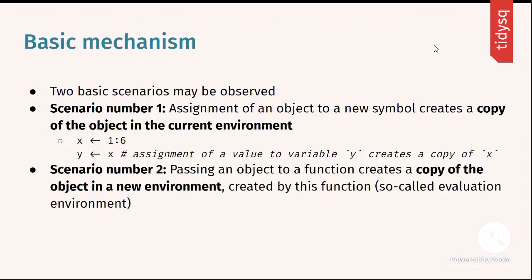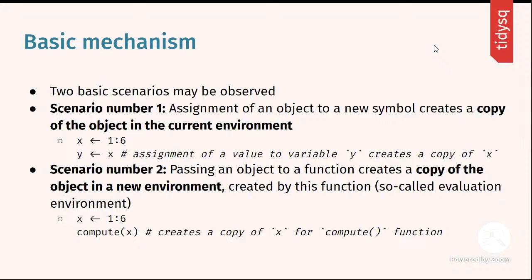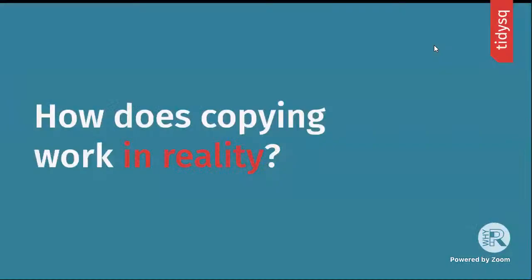Scenario number two is when you call a function and pass an object as an argument to this function. As running a function creates an evaluation environment, we would expect it would have to copy the object for the function to use. But it's not exactly that, luckily, because otherwise R would be plainly unusable.